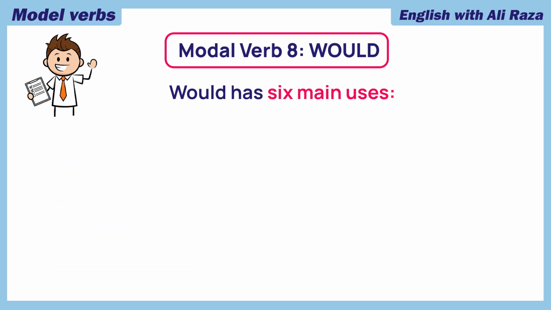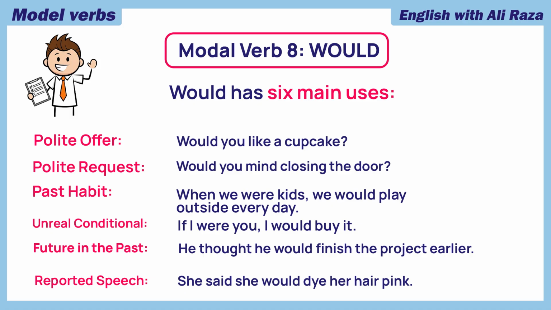Modal verb 8. Would. Would has 6 main uses. Polite offer. Would you like a cupcake? Polite request. Would you mind closing the door? Past habit. When we were kids, we would play outside every day. Unreal conditional. If I were you, I would buy it. Future in the past. He thought he would finish the project earlier. Reported speech. She said she would dye her hair pink.